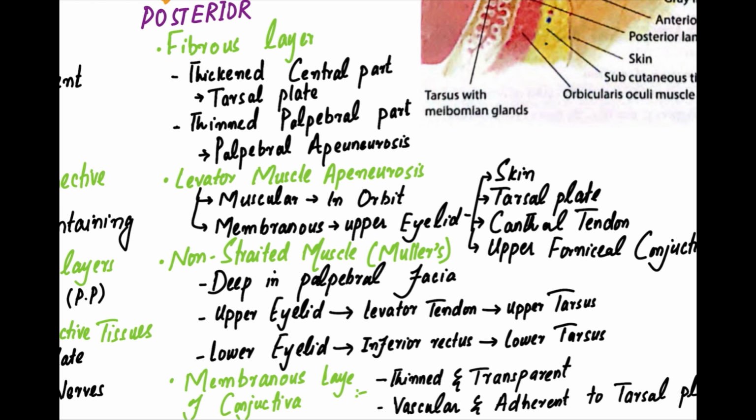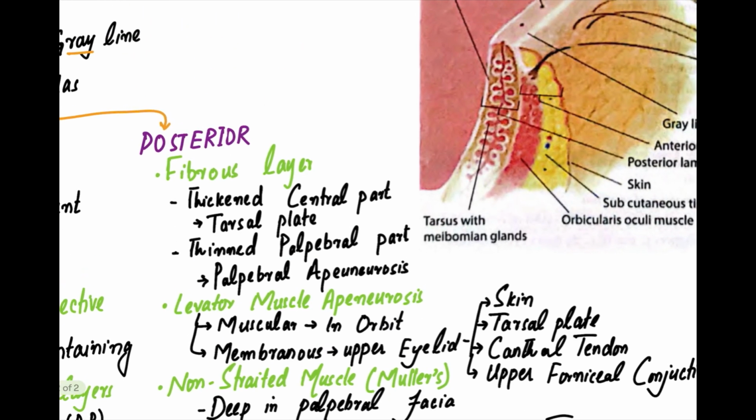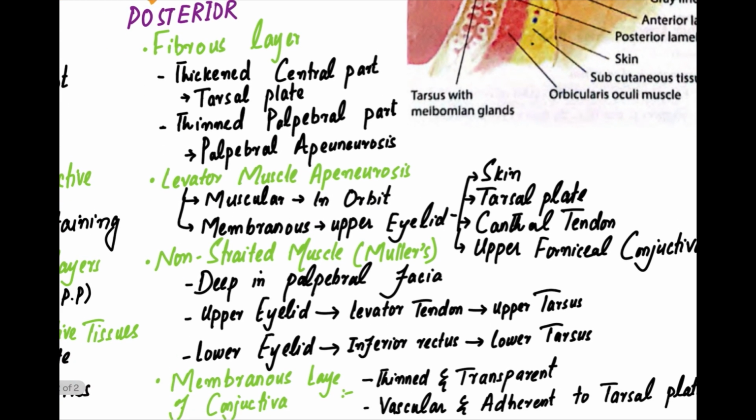Now, here is a non-striated muscle or a smooth muscle that is called Muller's muscle, which is controlled by the autonomic system. It is in the deep structure, so it cannot be seen here in this diagram. So, in the upper eyelid, it arises from the levator tendon and inserts into the upper tarsus. In the lower eyelid, it arises from the inferior rectus muscle and inserts into the lower tarsus.